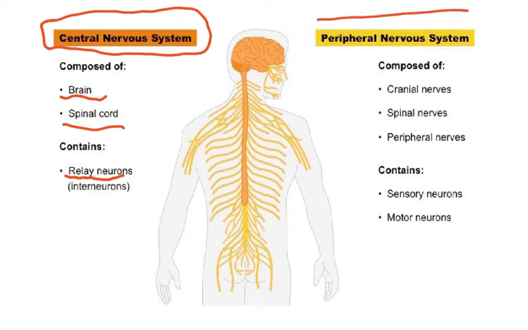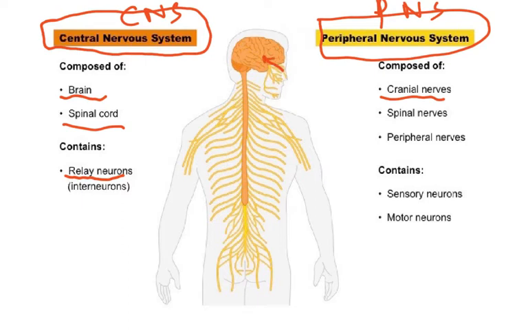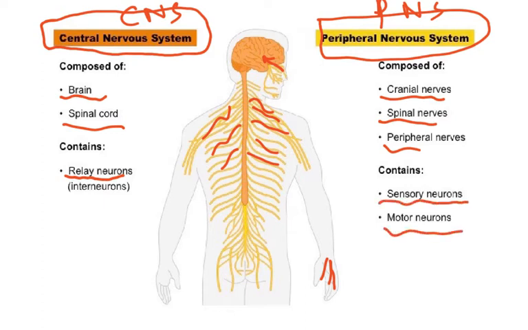While the peripheral nervous system, of course, we also call this the PNS, and we call this the CNS. It is composed of the cranial nerves. The cranial nerves are the ones which are all in the brain, like the optic nerve, which goes from the eyes to the brain here. And then it's also made of the spinal nerves, which are coming out of the spinal cord, all these. And the peripheral nerves, which are found here in your arms and your legs. And these contain both the sensory neurons and the motor neurons.